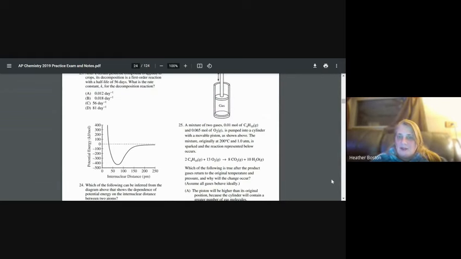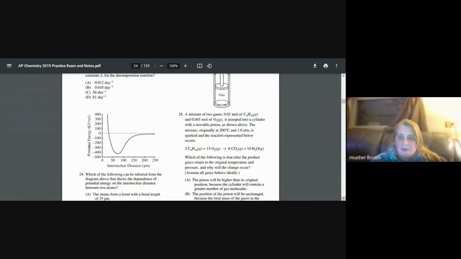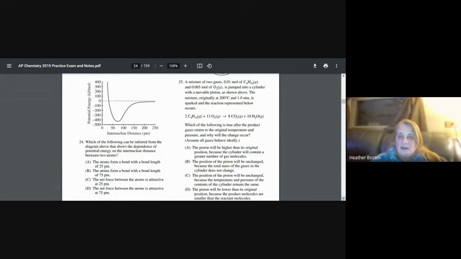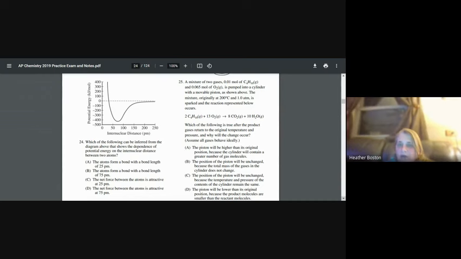Number 25 seems like it's really complicated, but let's weed through the stuff that we don't need. You've got a mixture of two gases, 0.01 of butane and 0.065 of O2. You can think of it as 0.01 is 2x, 0.065 is 13x. So we're looking for what is 8x and 10x.